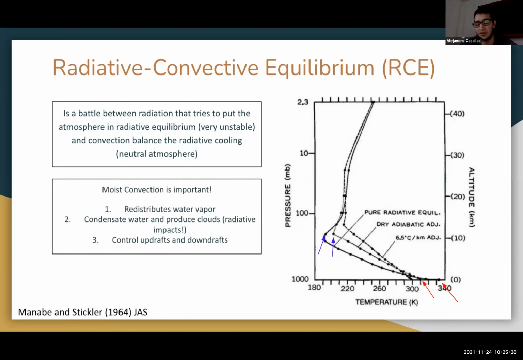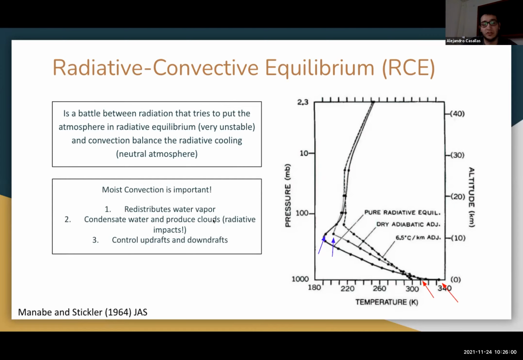But why is it important? It's important because it redistributes the water vapor. It moves the water vapor in the vertical. It produces phase changes. For example, it produces clouds when the water vapor rises, condenses and produces clouds. And the clouds have radiative impacts. So there is an interaction there that is important.